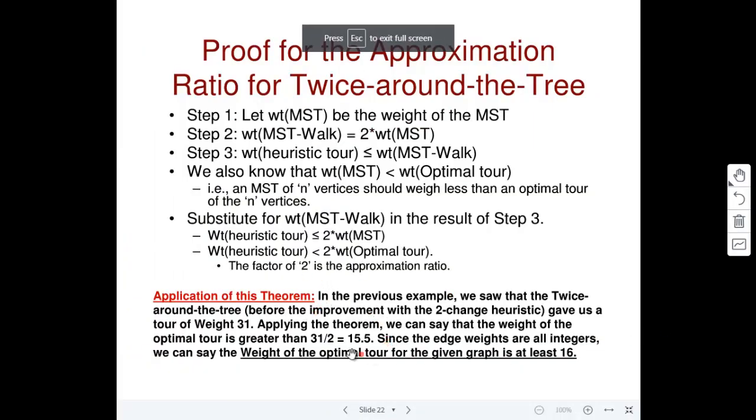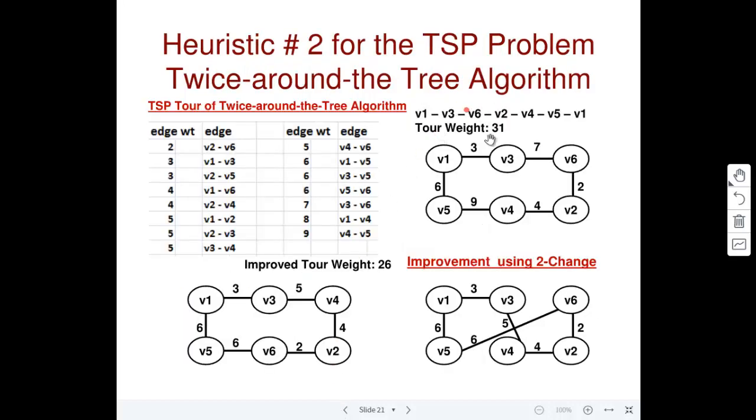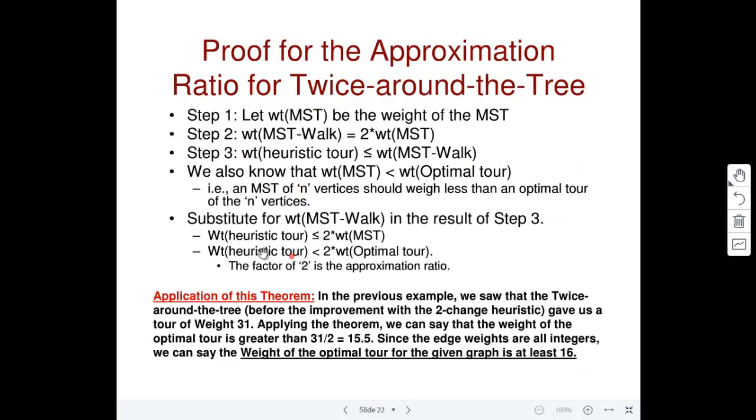So as I said earlier, we can use this ratio. Given that the approximation ratio for this heuristic is 2, once we find the tour weight, before we apply the two-change heuristic, because the two-change heuristic is something separate that we do on top of this heuristic. By applying the three-step sequence of this heuristic, whatever tour weight we end up with, in this case 31, is the weight of the heuristic based tour. So now we can say that's going to be less than twice the weight of the optimal tour. So 31 is less than twice the weight of the optimal tour.